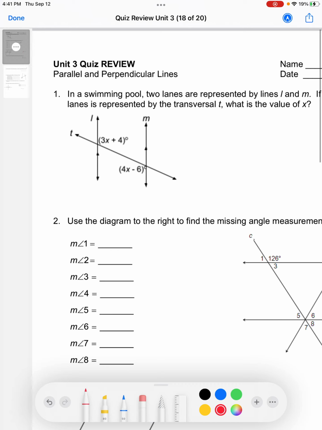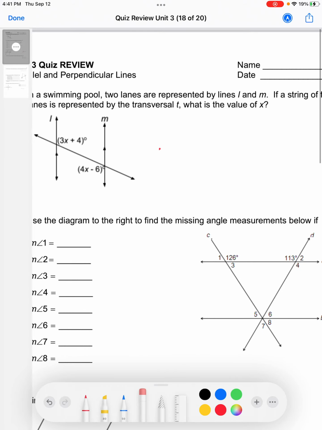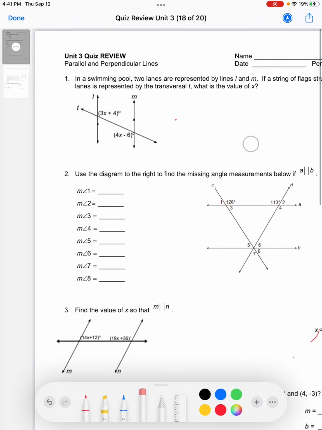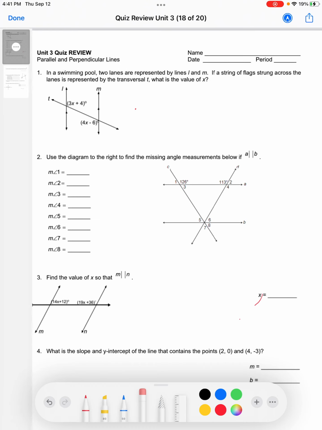Okay, so this is the unit 3.1 to 3.3 quiz review, and we are going to cover this for the quiz. The first question is, in a swimming pool, two lanes are represented by lines L and M. If a string of flags strung across the lanes is represented by the transversal T, what is the value of x? Those angles are alternate interior angles, so they're equal to each other.